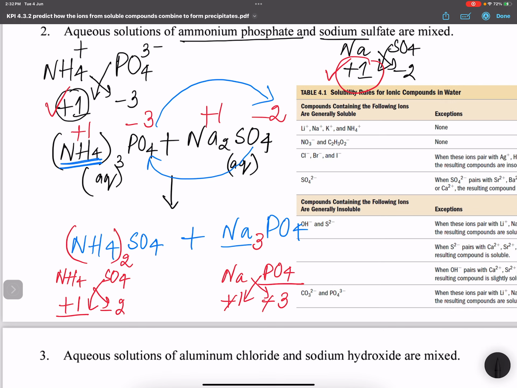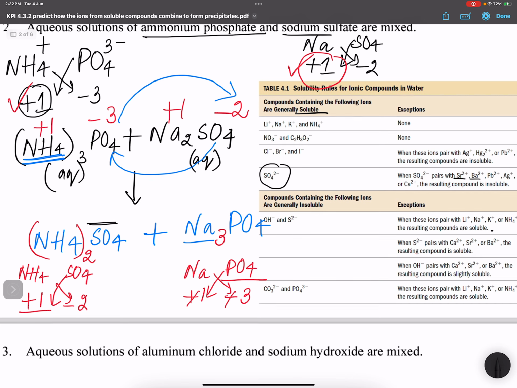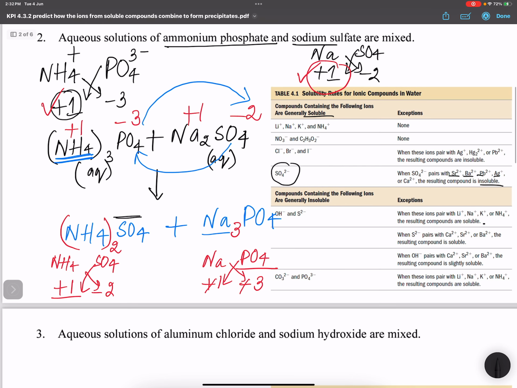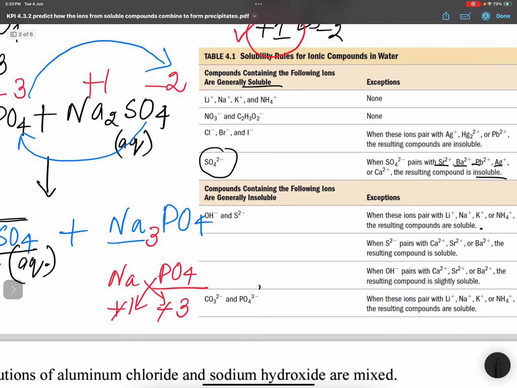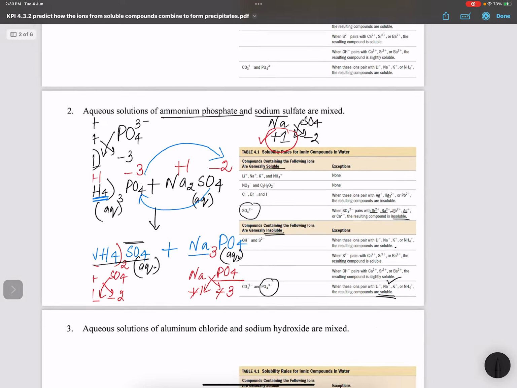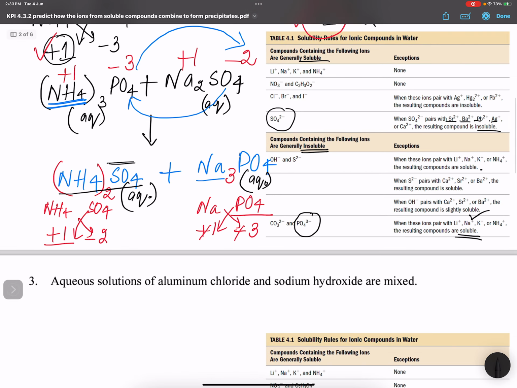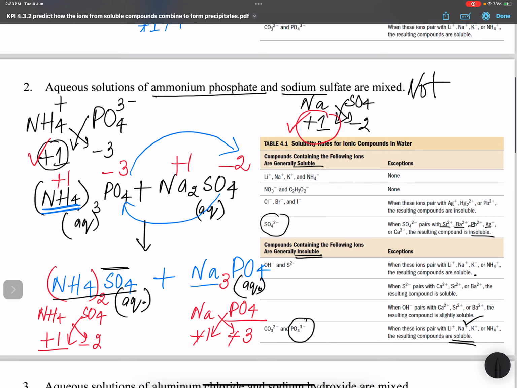Now you have to look at the negative ions, sulfate. So where is my sulfate here? Sulfate is here. When sulfate is with most of them, it's insoluble, but it's ammonium, so it is soluble, so it's aqueous. On the other hand, you have PO4. PO4 are insoluble, but they are soluble if they are with Na. So this is gonna be my aqueous. So here there is no formation of a precipitate. So it's not a precipitation reaction.